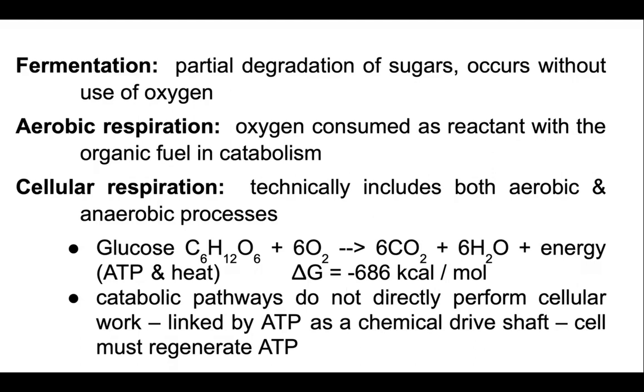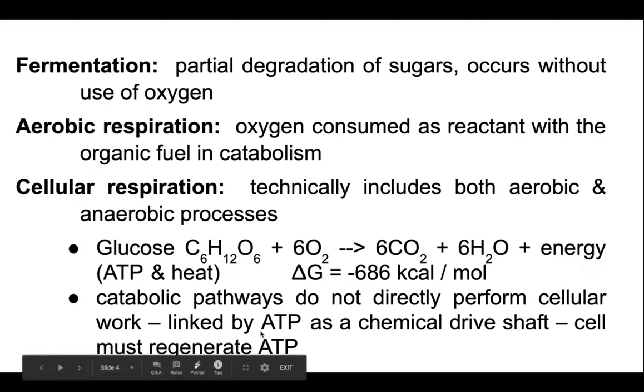So our catabolic pathways themselves do not directly perform cellular work. They're going to use ATP like a chemical drive shaft. You can think of it like your paycheck. You go to work and get your paycheck, you use your paycheck to pay your bills. And it's a continual process. Cells are going to break down glucose to get energy as ATP, and then it will use that ATP to fuel other things in the cell.